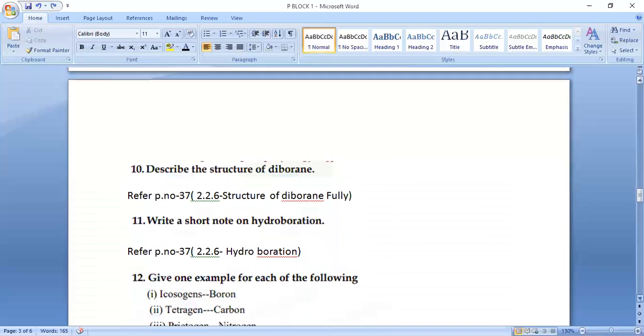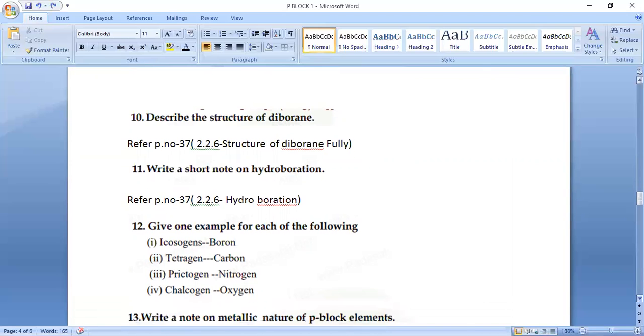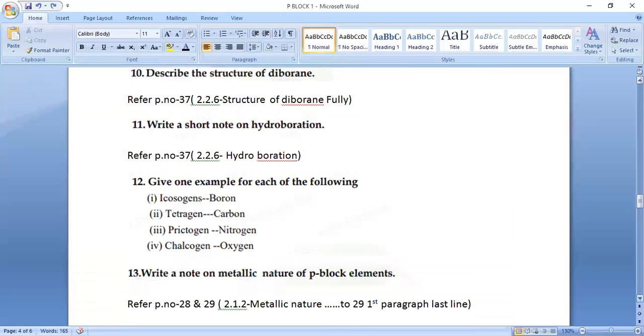So next, describe the structure of diborane. So the answer is in page number 37, under the content structure of diborane. So you need to mark the full paragraph. So next, write a note on hydroboration. The answer is in page number 37, under the topic hydroboration.